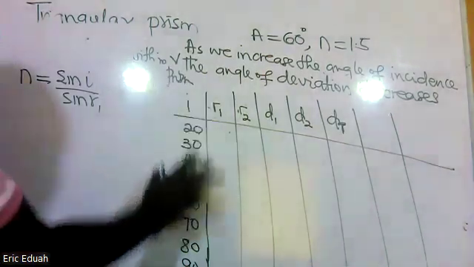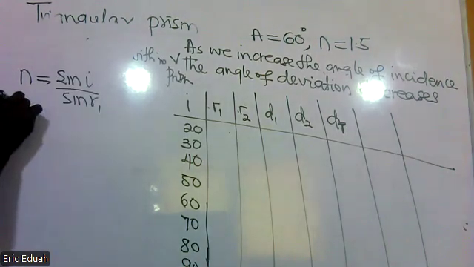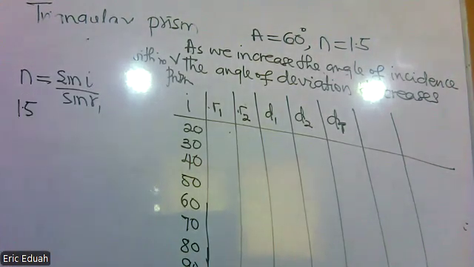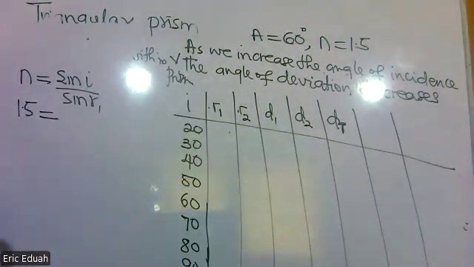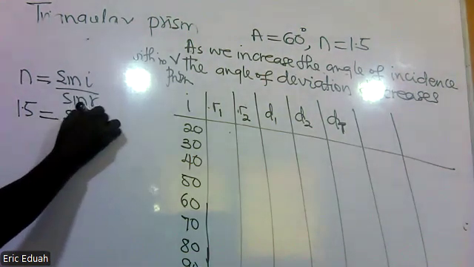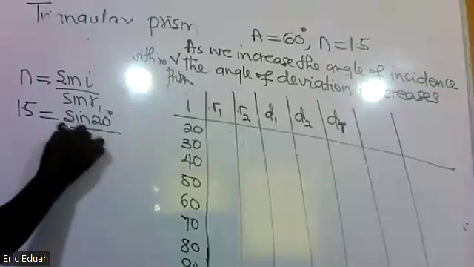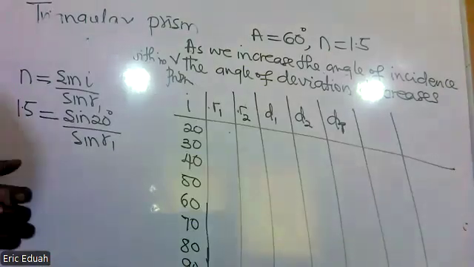I think this will even help you in your calculations or how to apply the relation. So the refractive index is 1.5. We are beginning with an angle of incidence of 20. So sine of 20 degrees over sine of R1. Please help me find R1.